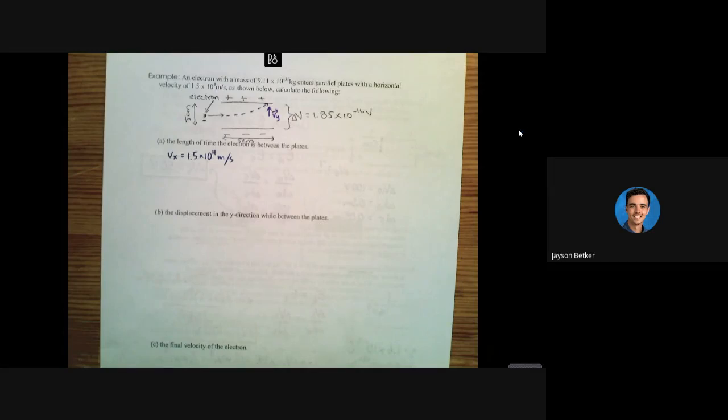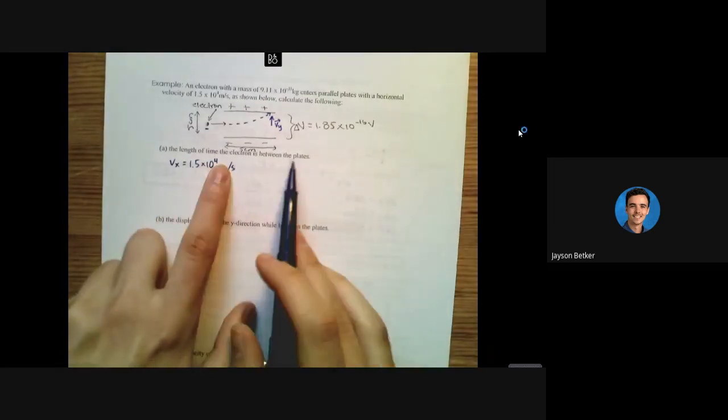We have to also calculate, we know how far it goes, do we not? We know its time. We have to find the time. Oh, there we go. 5 centimeters. So the idea here is to find the length of time that the electron is between the plates.